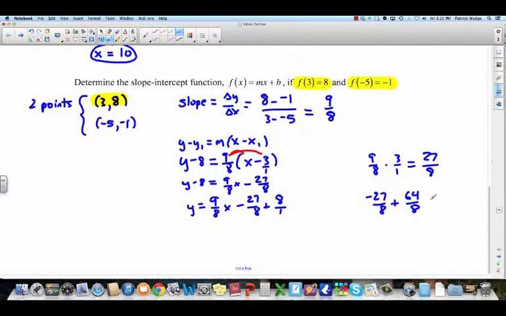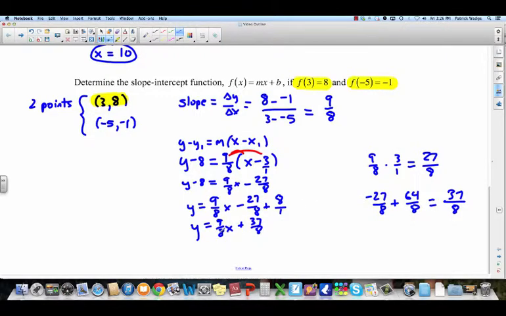So when we add those, the bottom stays the same. It's 8. Negative 27 plus 64. Well, you're going to have more positives and negatives, so you have to actually kind of subtract them to get the answer. You're going to get 37. So we have y equals 9 over 8x plus 37 over 8. There we go. Now, that's in slope-intercept.